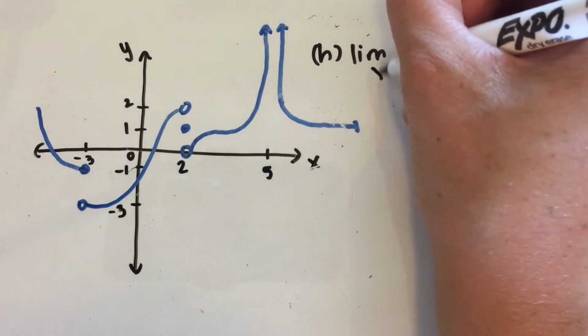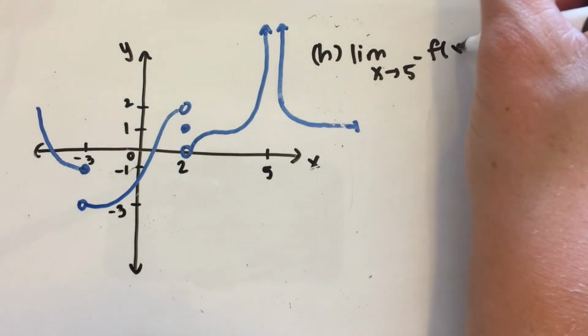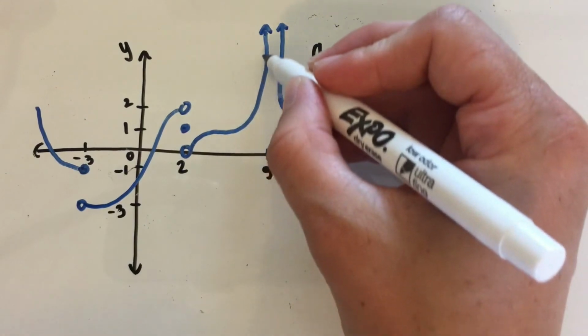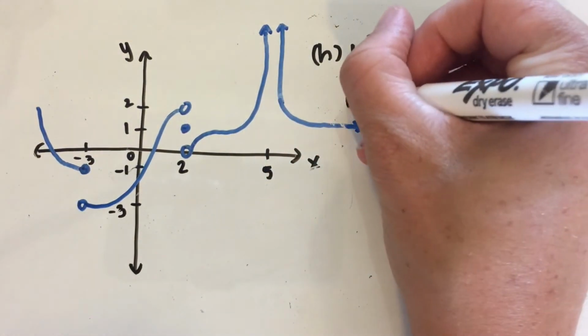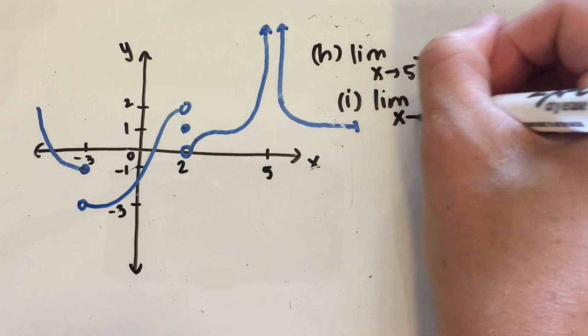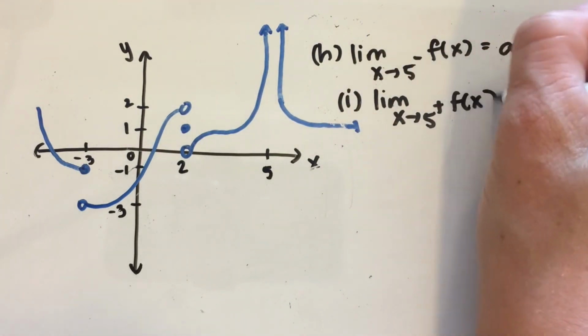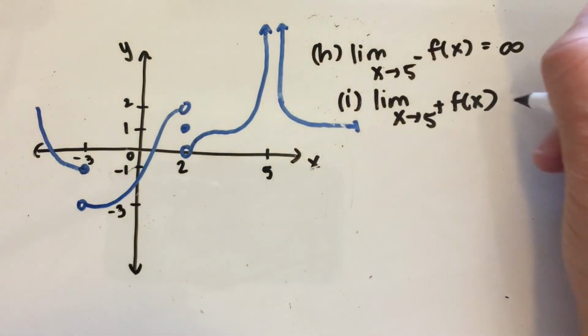Then we have our limit as x approaches 5 from the left, and that continually gets larger and larger, so that's infinity. And then we have the limit as x approaches 5 from the right, and that also becomes infinity.